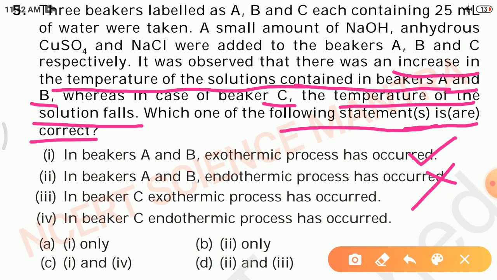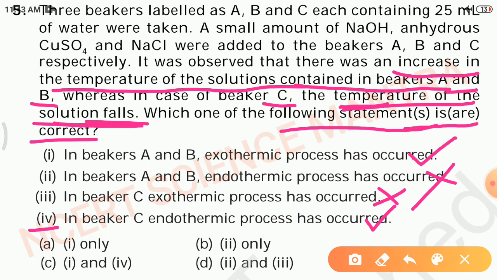Now third, in beaker C exothermic process has occurred. Here there is a fall in the temperature, the solution temperature falls in C. It means there is an endothermic process, not an exothermic process. So the third statement is also wrong. Now fourth statement is, in beaker C endothermic process has occurred. Yes, there is a fall in the temperature of beaker C. So we can say there is an endothermic process where heat is absorbed.